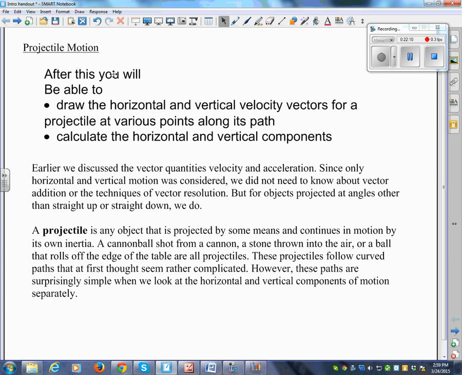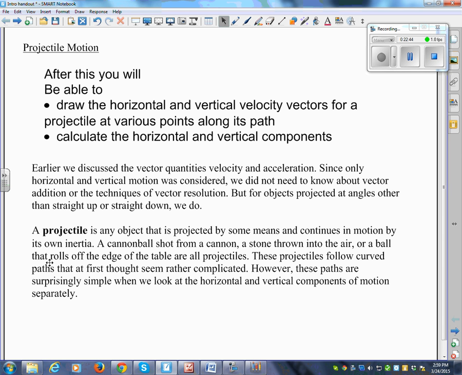Okay, so after this, you're going to be able to draw the horizontal and vertical vectors for a projectile at various points. That's one of the outcomes. And calculate horizontal and vertical components. You already know how to do that. It really isn't that big of a deal. In fact, this whole unit just takes a whole bunch of stuff that you already know and just sort of puts it together. So it's a good kind of review. Earlier we discussed vector quantities, velocity, acceleration. Since only horizontal and vertical motion was considered, we did not need to know about vector addition or the techniques of vector resolution. But for objects projected at angles other than straight up or down, you do.